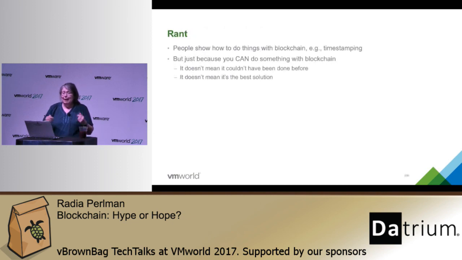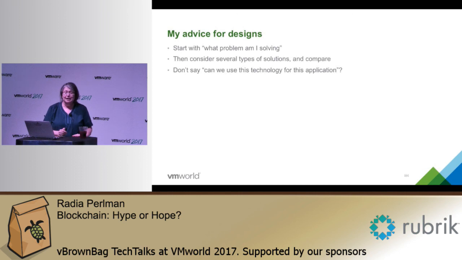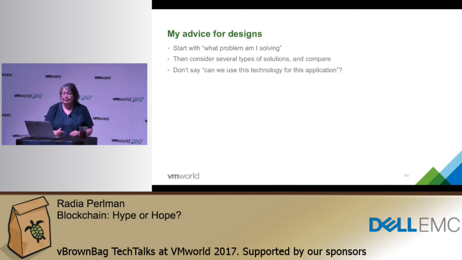People show how you can do things with blockchain, like for instance, timestamping, but just because you can do something with blockchain doesn't mean that it couldn't have been done before, and it doesn't mean it's the best solution. So my advice for designs is, please start with what problem am I solving, look at different alternatives, instead of saying, what can I apply blockchain to?